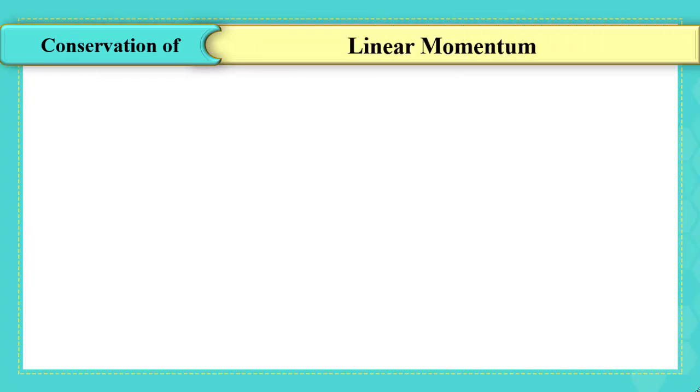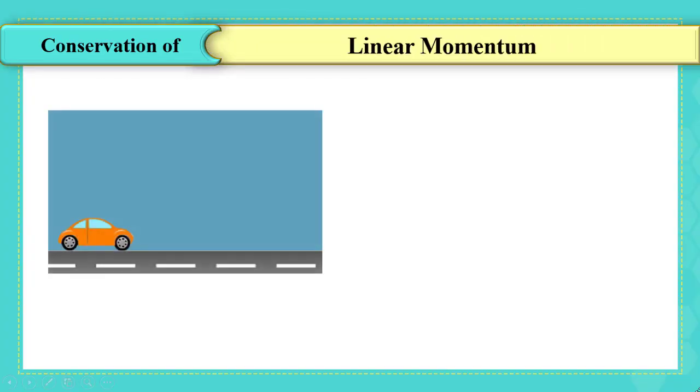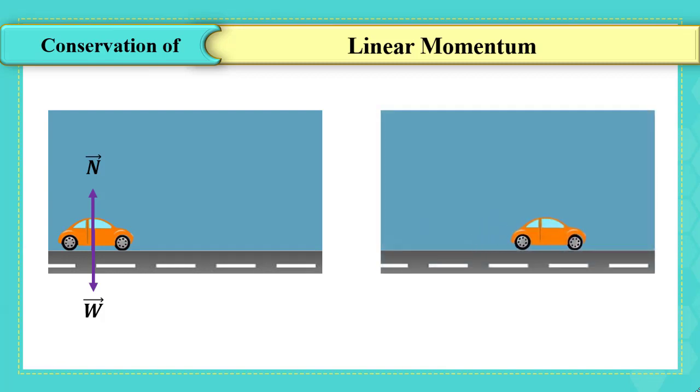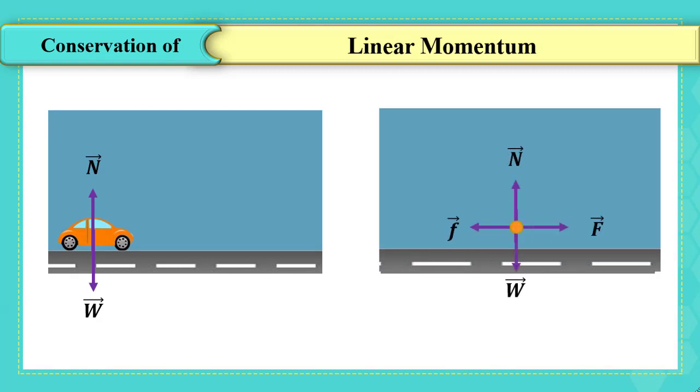Conservation of linear momentum. Consider a system at rest. The forces acting on the system are the normal reaction and the weight of the car. The sum of these two forces is 0. And consider another system, the car, moving, and the forces acting on it are the normal reaction, the weight, the motive force, and the friction. The sum of all these forces is 0. In both cases, we say that the system is isolated.